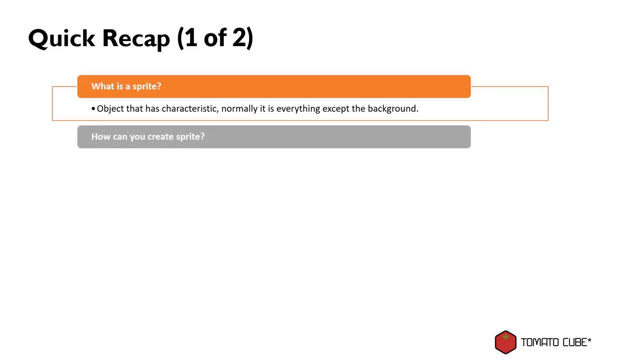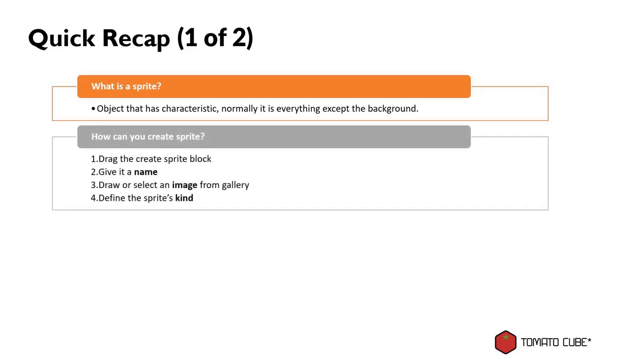Then how do you create a sprite? It involves a couple of steps. First, you drag and drop the create sprite block into your onStart block. Then you give it a name. And then you draw out the image, or you select an image from the gallery. And at the end, you define the kind of the sprite. So for today, we actually created 3 kinds of sprite. We have the player kind, we have the parent kind, and at the end, we have the pet kind.